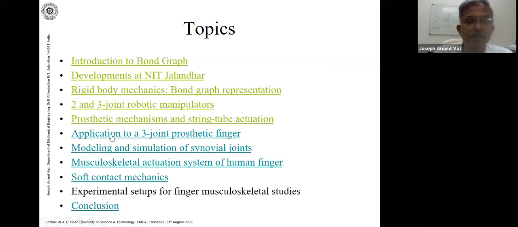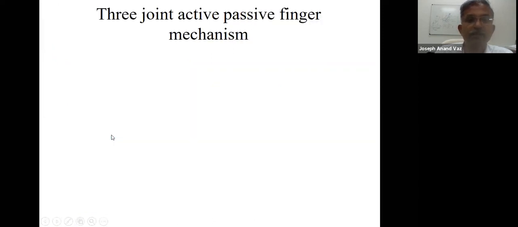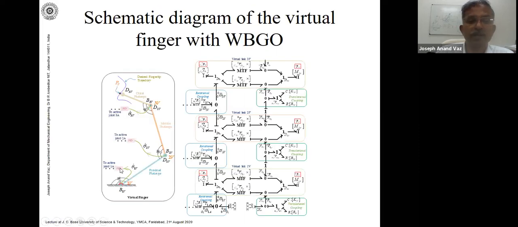I'll show you another interesting work which we have done using prosthesis, that is application to a 3-joint prosthetic finger. Here we have modeled a 3-joint finger. Now here we are dealing with redundancy. So here we have an under-actuated system. So you want a particular trajectory to be followed, so you have to tune up the impedances pertaining to these joints. I'm not explaining the bond graph model in detail, but it is over here. And we are making use of the string tube dynamics itself.